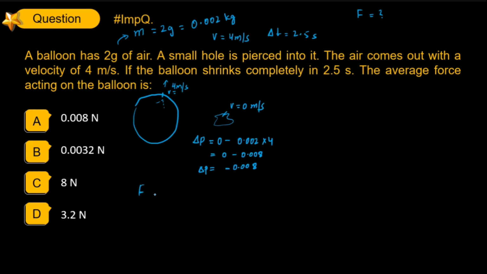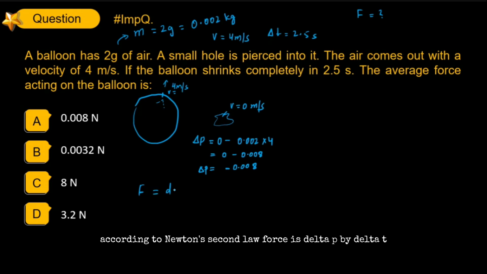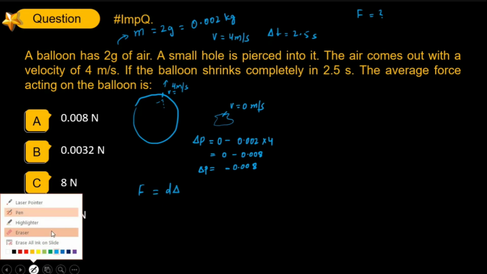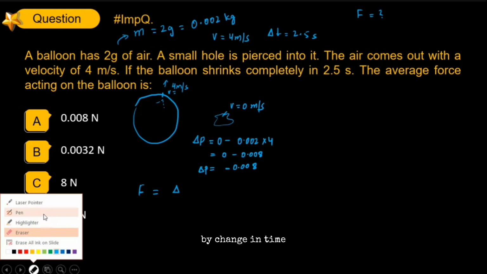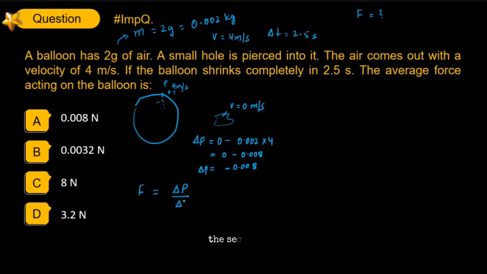Now what is force? According to Newton's second law, force is delta P by delta T, change in momentum by change in time. The second law says this, and only then did we get F net equals ma. But if change in momentum is given, we can also find the net force acting on the object. This is another way of finding net force on the object. The delta P is negative 0.008 and the delta T is 2.5.